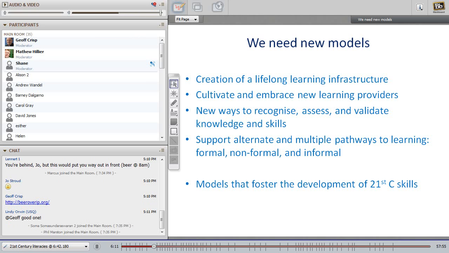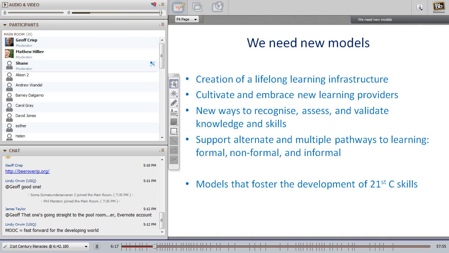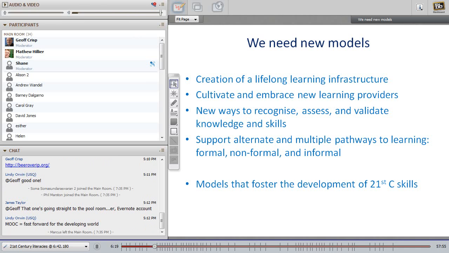So literally, why does it take 13 weeks to run through a semester associated with a set level of credits, where you can literally say, look, I think I've got those skills and attributes and knowledge now, just give me all the exams and I'll do it now within 15 minutes. And of course, I only want to pay half of the course fees for being able to do that. So which then leads to support for alternate multiple pathways to learning that are formal, non-formal and informal. So models that begin to foster the development of these 21st century skills.